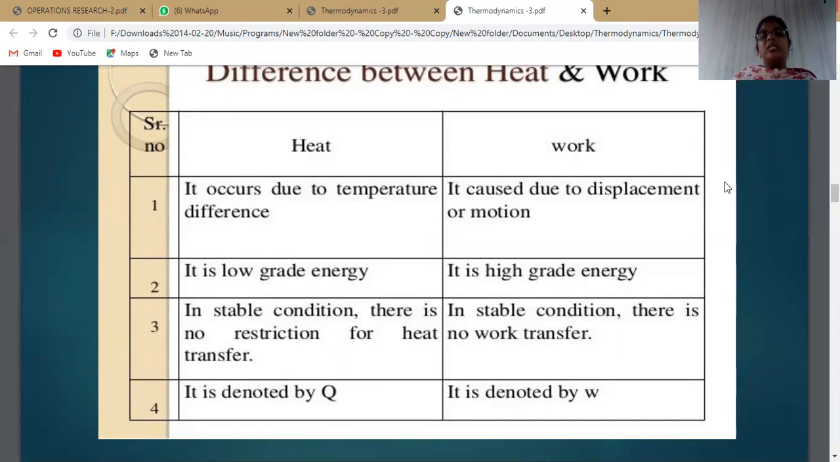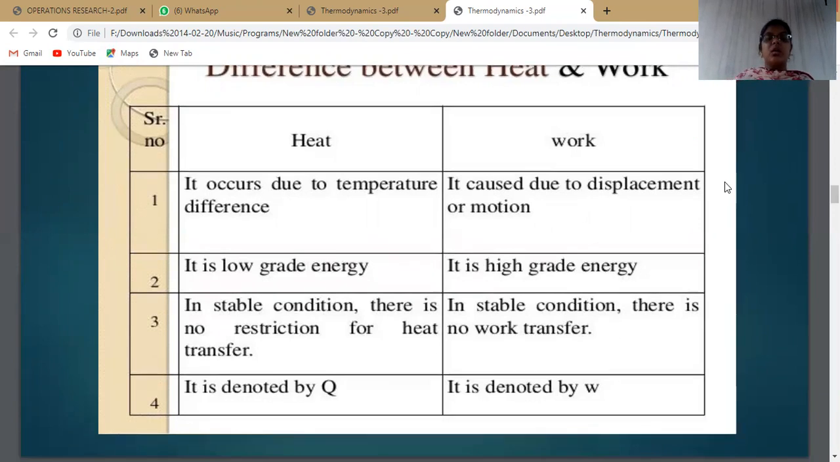And why is work high grade energy? Suppose I ate one apple, which is 200 kilojoules. I have some energy, and we want to move a block. We put more effort and the complete energy is converted into work. We can convert the complete energy into work, but we cannot convert the complete energy into heat. That complete conversion is known as work.